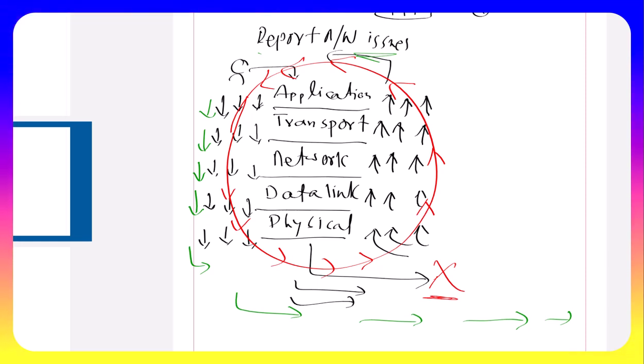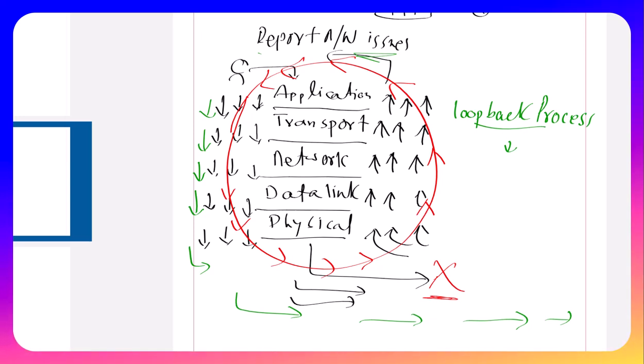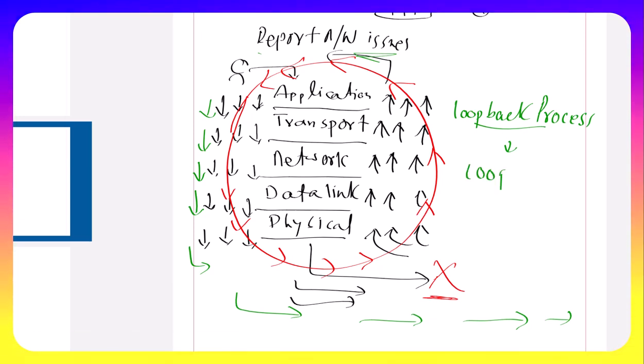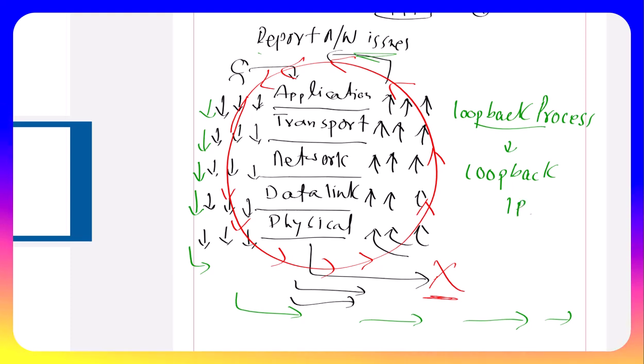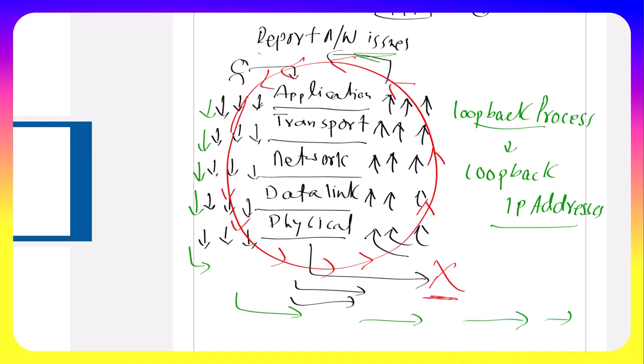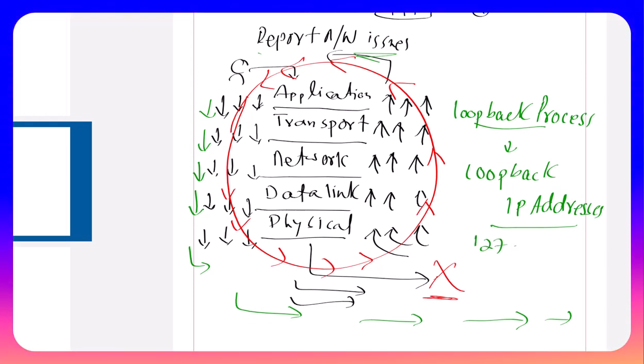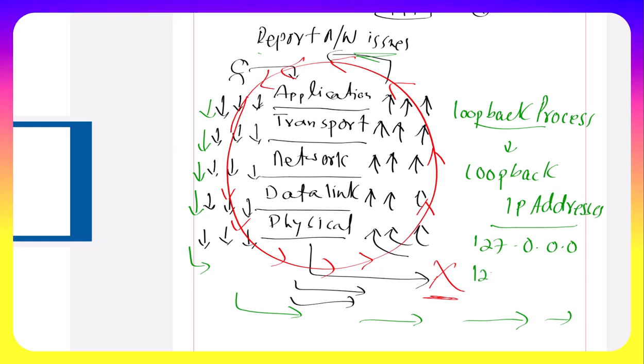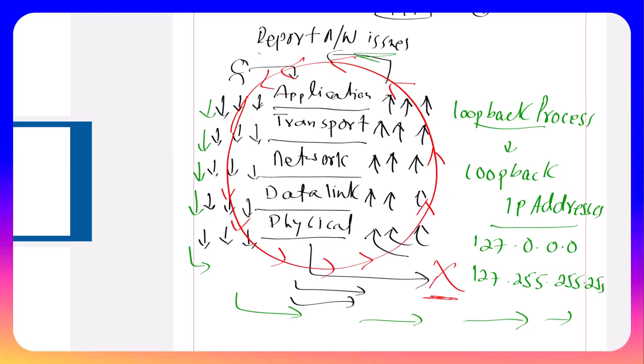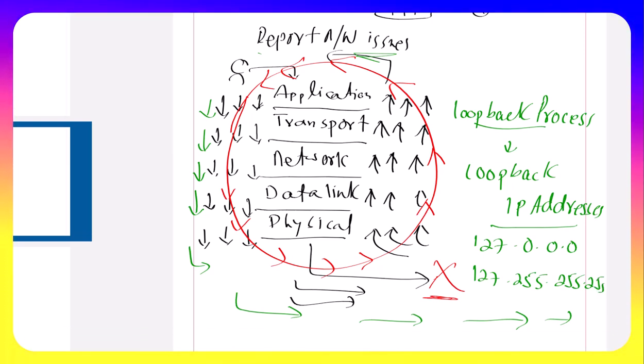And for this self communication, what does the system use? This whole process is called the loopback process. For this loopback process we use a loopback IP address, from the range of 127.0.0.0 up to 127.255.255.255.